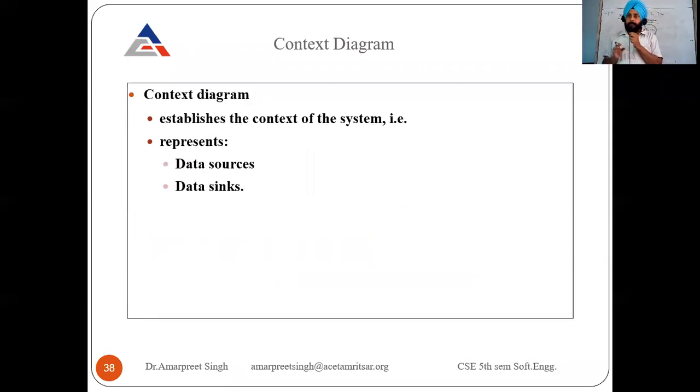Next. It establishes the context of the system. Therefore, it is known as the context diagram, and it represents the data sources and the data sinks, from where the data starts and where the data will end. So it is shown in a level 0 DFD, that is the context diagram.